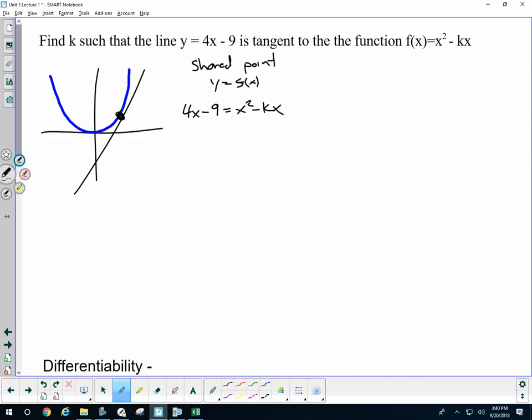I got x's and k's. I can't solve that for k. Shoot, I need another equation. Here's the tricky part. What else do they share? Schaefer, what do they share? It almost seems obvious because isn't this a tangent line? But yeah, the slope of this line is equal to the slope of the tangent to the function at that location. So that is the other thing that they share, the shared slope.